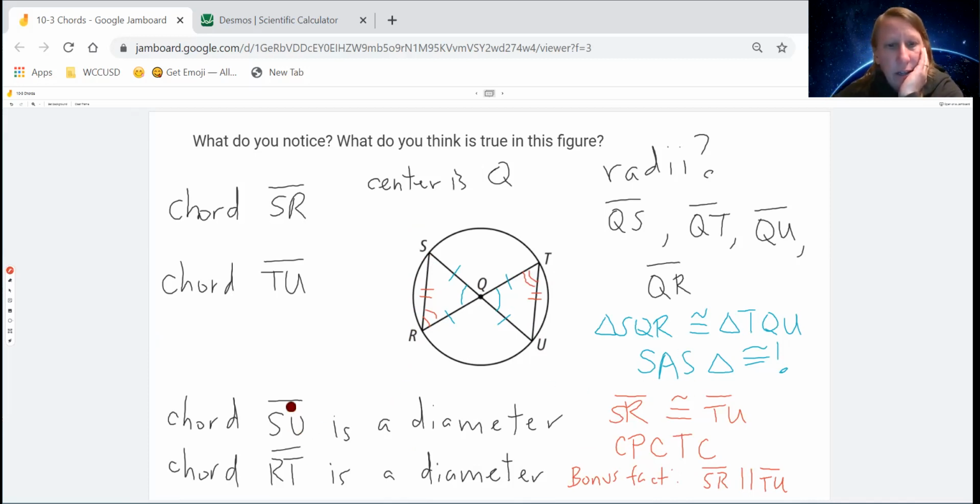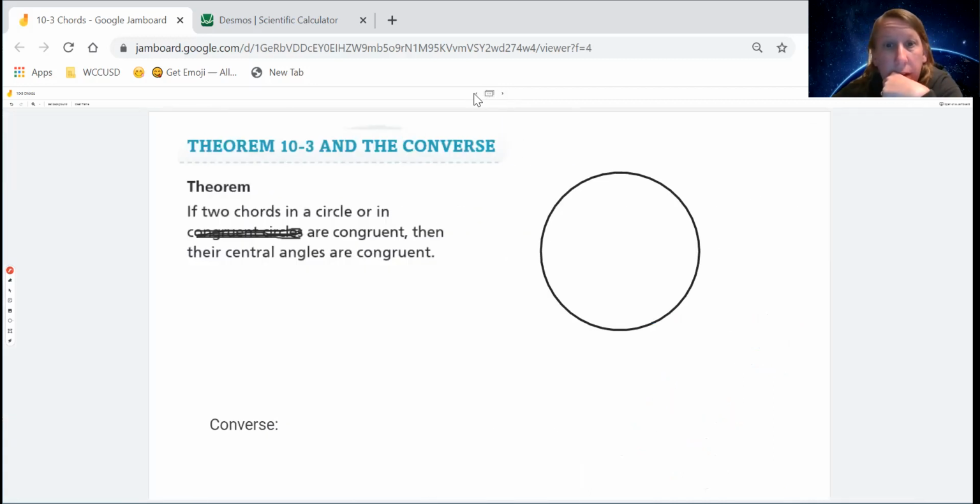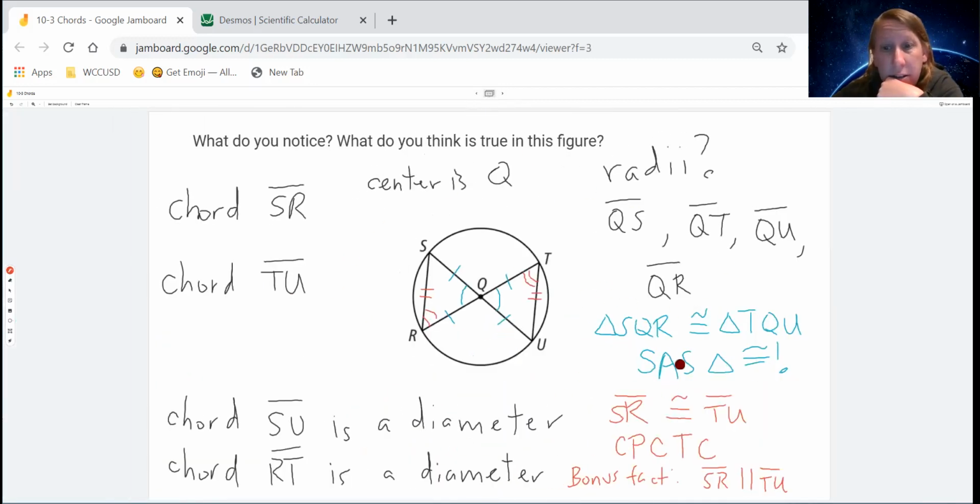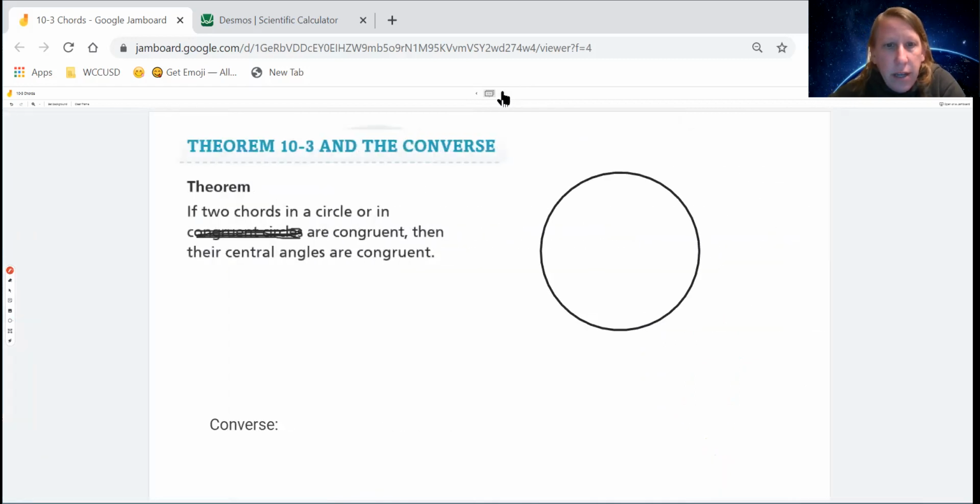You could also say that SU and RT are congruent because they're both diameters. Kind of fun to engage in a problem like this. You can see it all comes together: side angle side, corresponding parts of congruent triangles are congruent, vertical angles. All of this comes together.